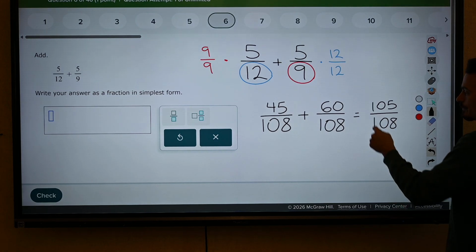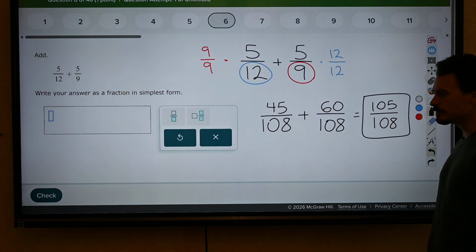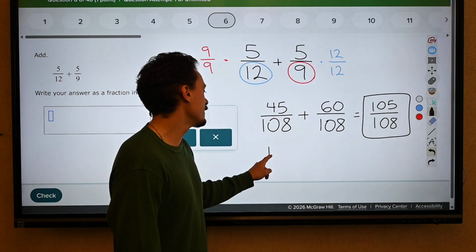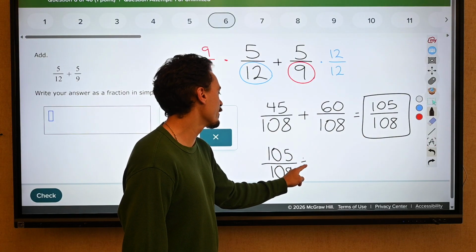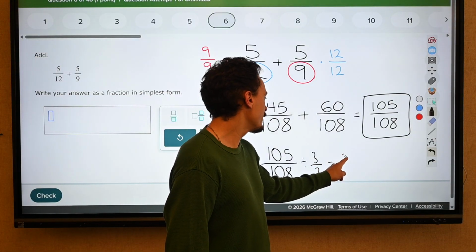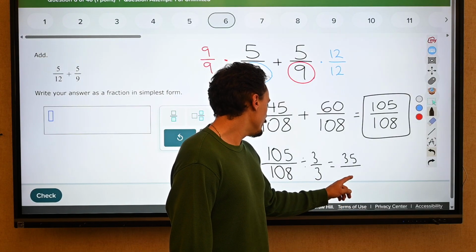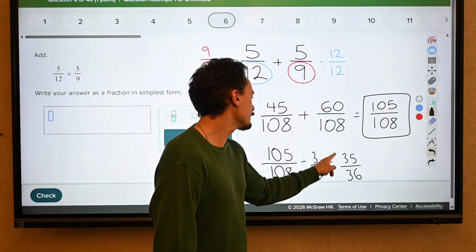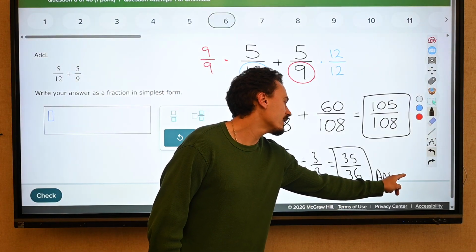Okay? Now, if you put that into Alex, you'll actually be wrong. The reason is because it's not simplified. So we actually have to simplify this fraction by dividing by 3. That would get us 35 over 36. Okay, and that's our answer. You have to simplify on Alex, okay?